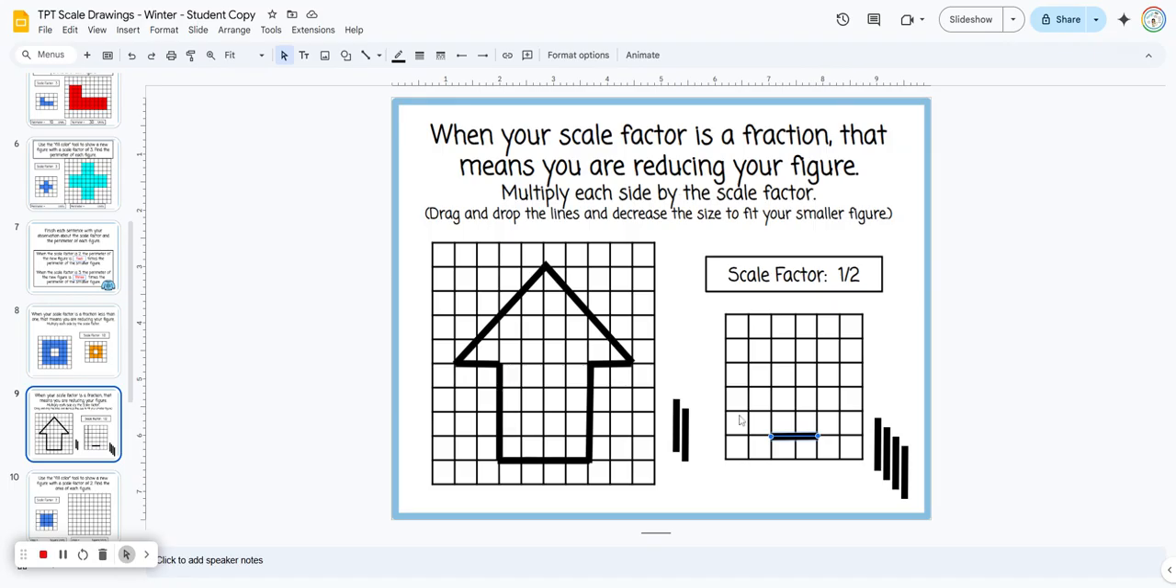These sides are 4, so if we divide by 2, these are now going to be 2 units. These little pieces are 2, we're going to divide by 2, they will now be 1 unit. It takes a little bit of practice on these until they get these in the correct place.